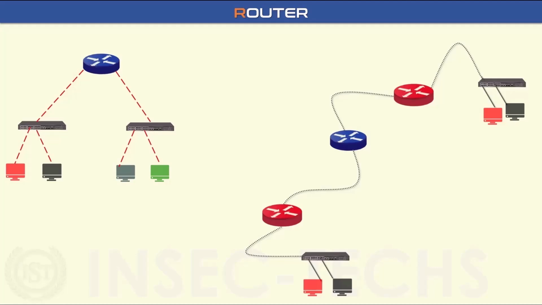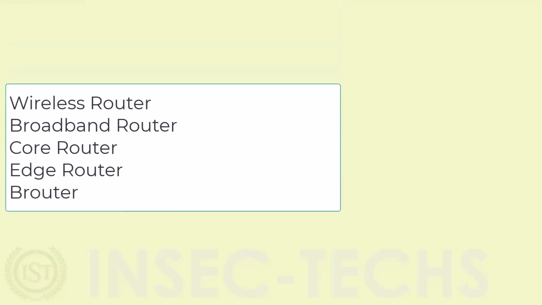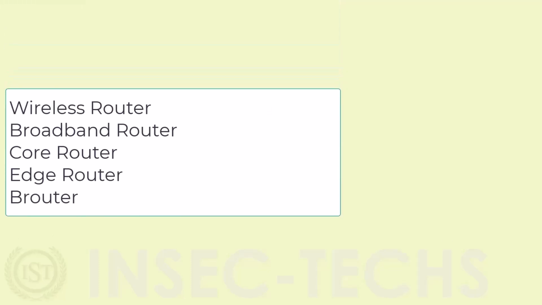There are basically two types of tables, a static routing table and a dynamic routing table. In a static routing table, routes are fed manually and are not refreshed automatically. In a dynamic routing table, destination routes are determined by the routing protocols, and it keeps refreshing the routing table periodically. And there are different types of routers like wireless routers, broadband routers, core routers, edge routers and so on.